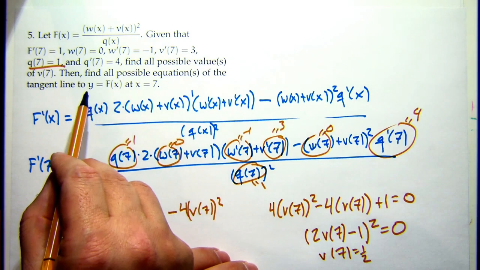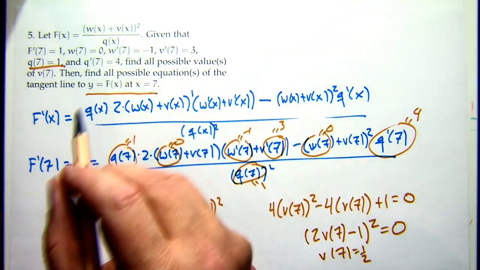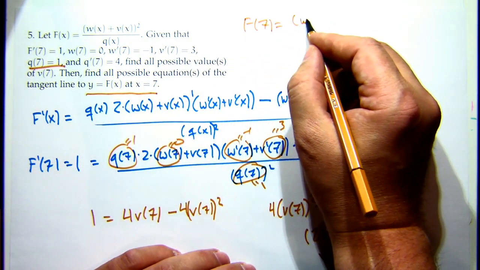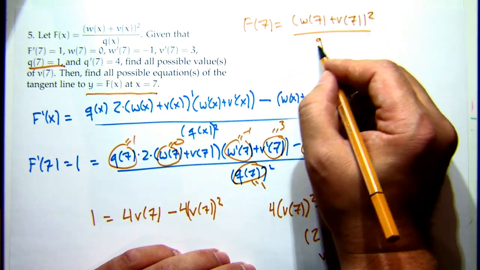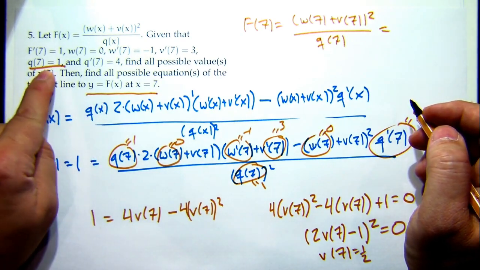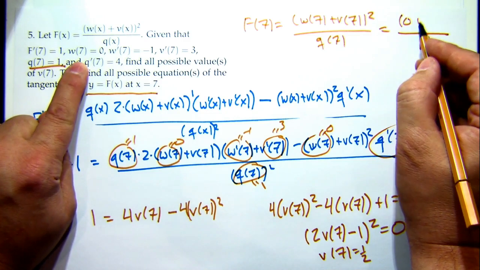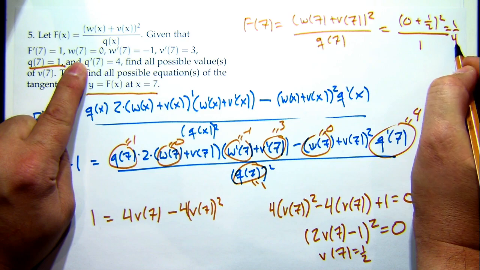We wanted to find the tangent line to f, y equals f of x at x equals 7, but we didn't know f of 7. But now we can find it out. F of 7 is W of 7 plus V of 7 squared over Q of 7. But Q of 7 is 1, W of 7 is 0, and V of 7 is 1/2. So that means that F of 7 is 1/4.